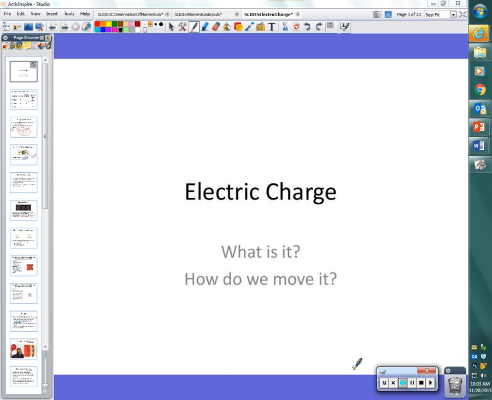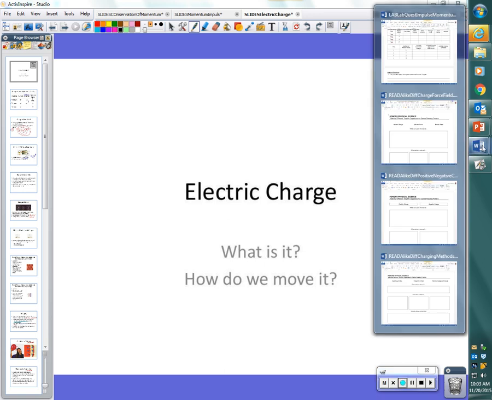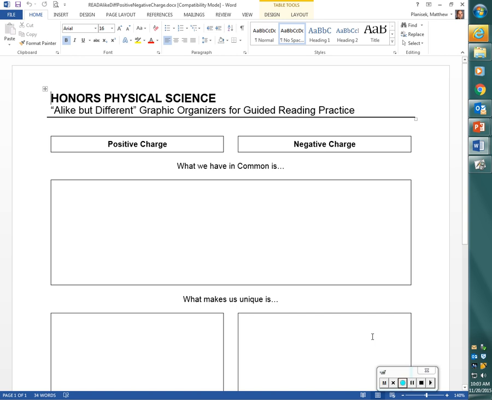So, yesterday we started talking about this electricity unit, and the first thing we talked about was electric charge. Back on Wednesday, you did some reading from your book, and you filled out this graphic organizer about the similarities and differences between positive charge and negative charge.